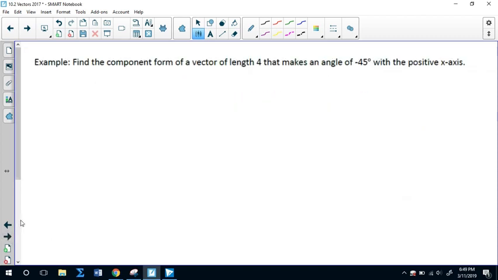Okay, moving on. Find the component form of a vector of length 4. So the magnitude is 4. So I'm going to call this vector u. And the magnitude of u is 4. And it makes a -45-degree angle with the positive x-axis. So that is here. So the angle is the -45 is this way.